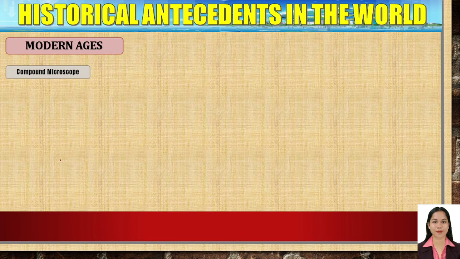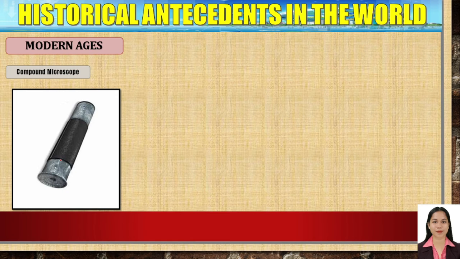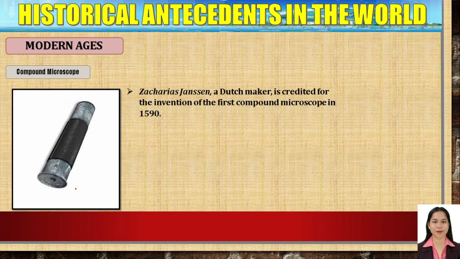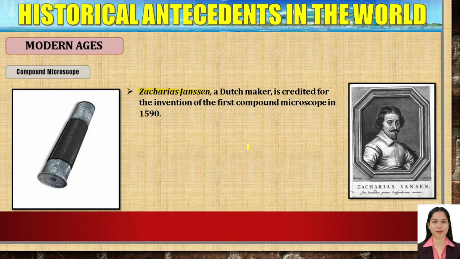So, the first invention under these modern ages is the compound microscope. So, ito yung itsura ng compound microscope. And this is Janssen's compound microscope. So, we have here the Dutch maker Zacharias Janssen, who is credited for the invention of the first compound microscope in 1560. So, ito si Zacharias Janssen. Sa kanya credit yung invention ng first compound microscope. So ano yung use ng compound microscope na to?